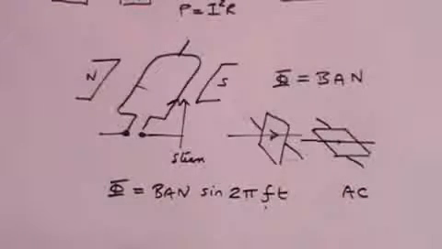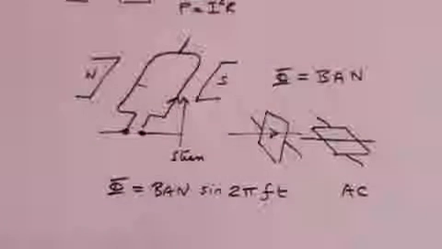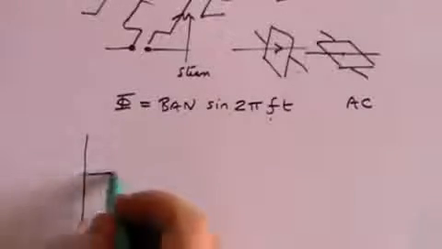And the final thing to explain is that the voltage will be what is called out of phase. The induced voltage and the flux linkage will be 90 degrees out of phase. What do I mean by that? Well, here's a graph.